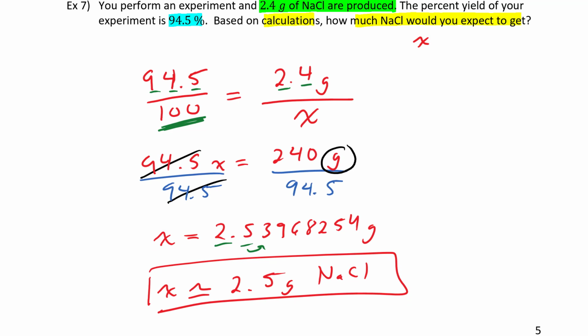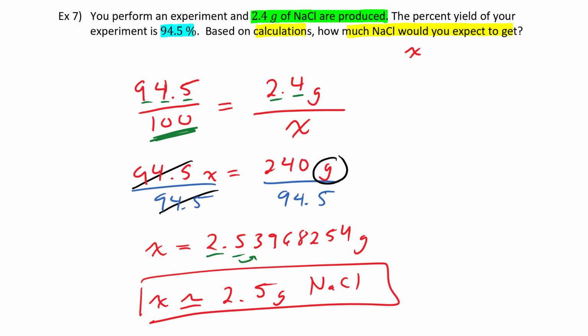So notice in this reaction, we can back calculate. This can be helpful when manufacturing chemicals in a laboratory environment. If I need 2.4 grams of a chemical and I know the percent yield is 94.5%, I based all my calculations on producing 2.5 grams of sodium chloride.